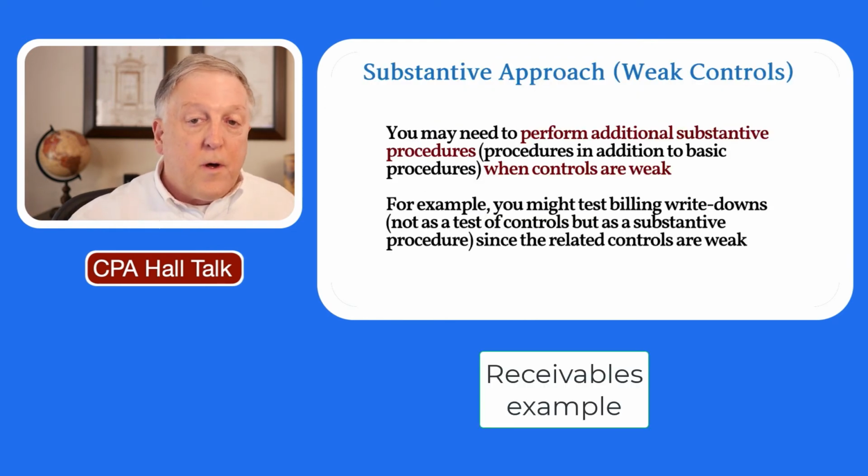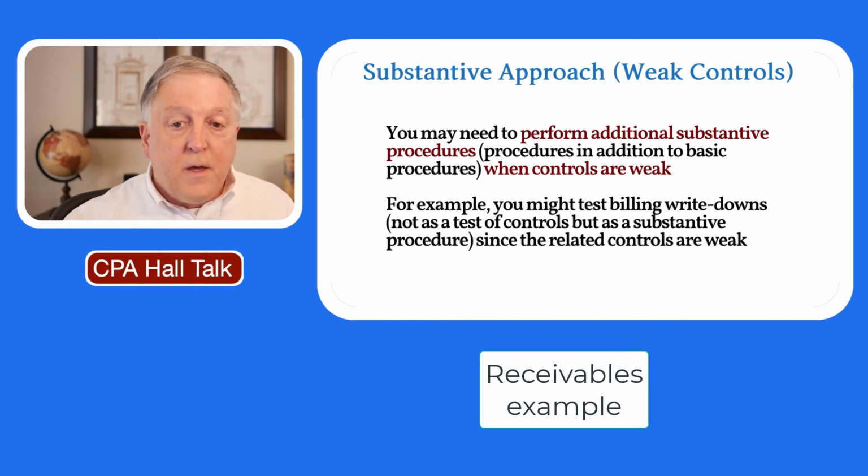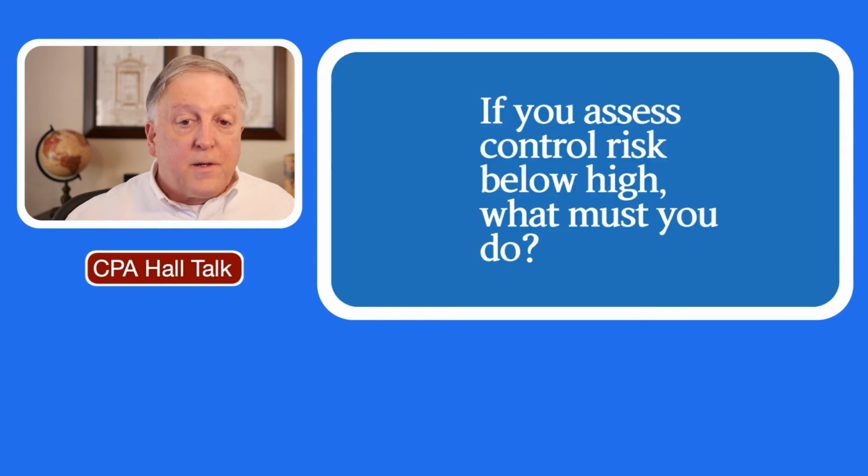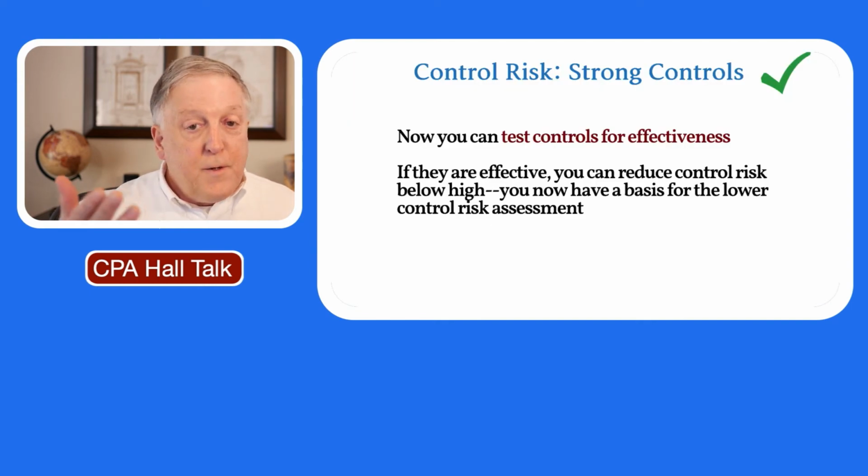Here's another example of extended procedures. So if you're afraid that somebody's stealing money as it comes in and then they're writing off the accounts receivable balances, then you do a test of the write-offs or the write-downs in receivable. So that would be another extended procedure that you could perform. Obviously, these are just examples, but I wanted you to see in some cases when controls are weak, we're planning extended procedures. Next question. If you assess control risk below high, what must you do? On this slide, you see the answer here. You test controls for effectiveness.